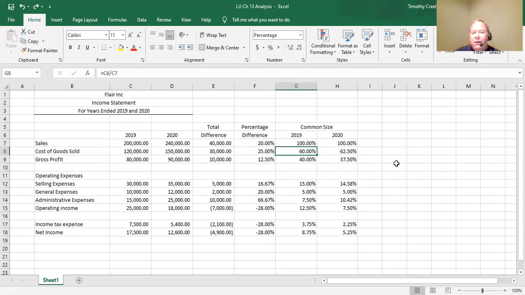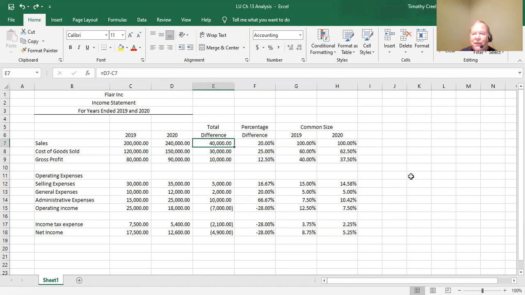Now, here's the thing. What do you gain from vertical or horizontal analysis? And this is true data analytics. This is true data analysis. What you gain by this is you get a little bit deeper view of the numbers. And I think looking at percentage differences or common size financial statements tells you more than just looking at the statements themselves or even the dollar value differences.